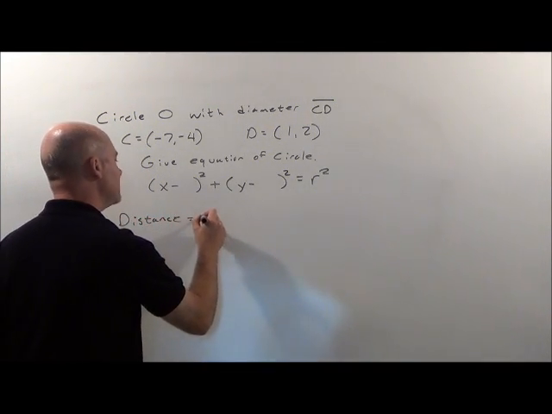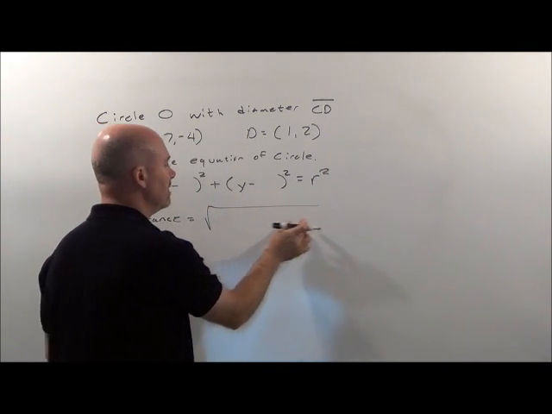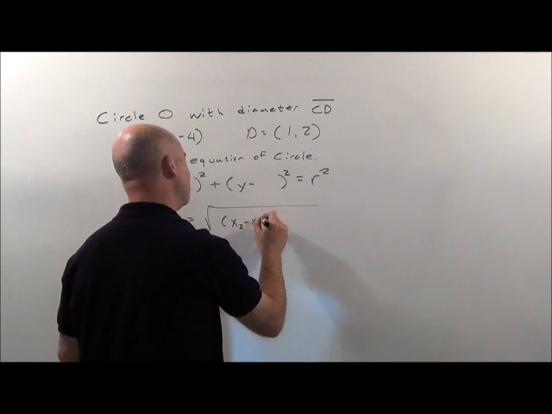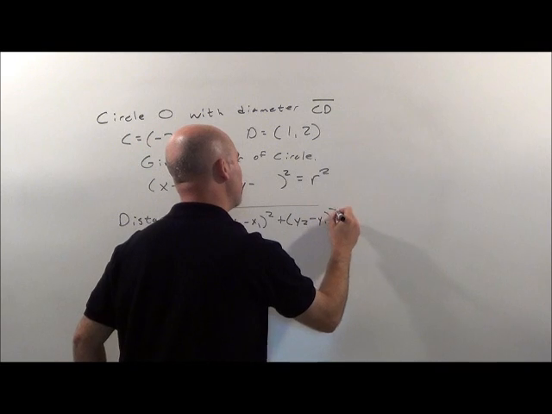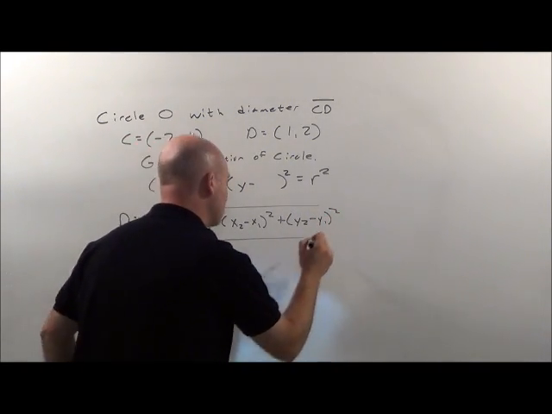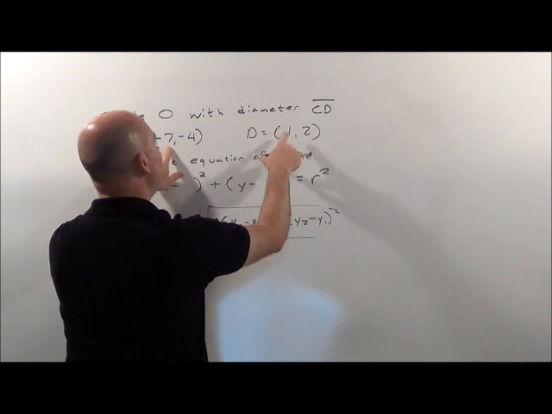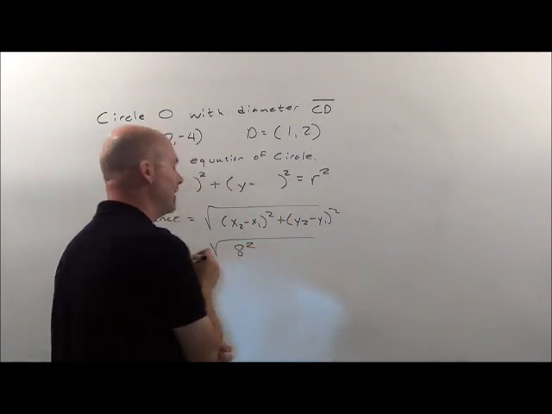The distance formula simply says it's the square root of the difference of your x's squared plus the difference of your y's squared. Now most books will simply say x sub 2 minus x sub 1 squared plus y sub 2 minus y sub 1 squared. I simply look at my x's, negative 7 and 1. How far apart are negative 7 and 1? They're 8 apart. So when I subtract those, I'm going to get an 8 squared.